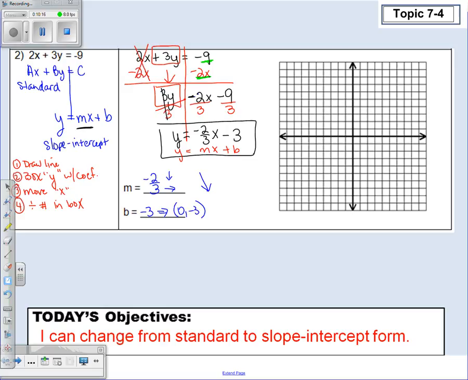To plot, we start at the beginning, 0, negative 3, and then we'll use our slope in order to move the point. We're going down 2, to the right 3, down 2, to the right 3, down 2, to the right 3. I'll do the opposite, so up 2, to the left 3, up 2, to the left 3, in order to complete it. Up 2, to the left 3, and then draw my line.